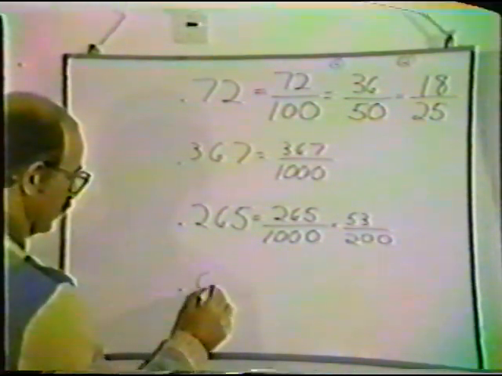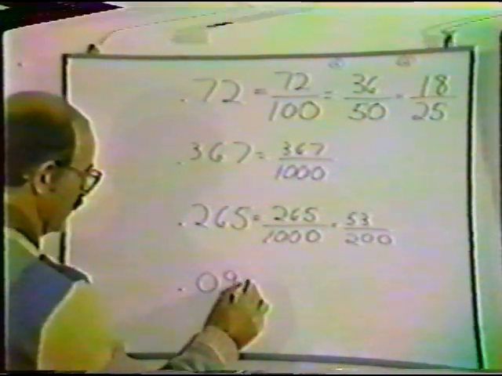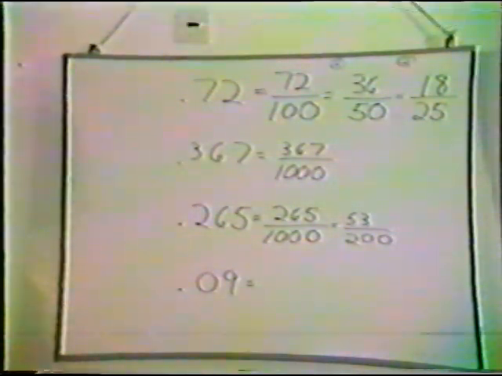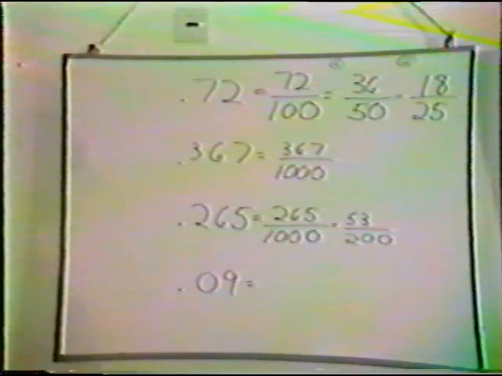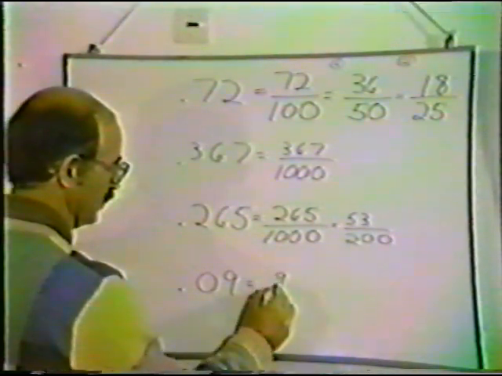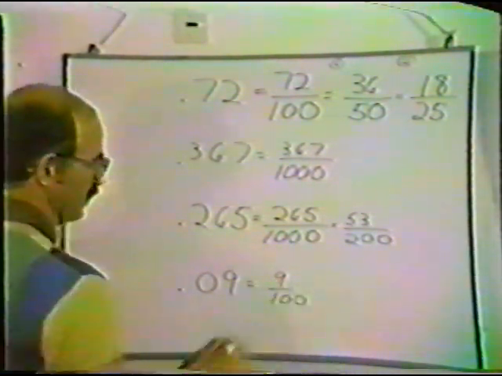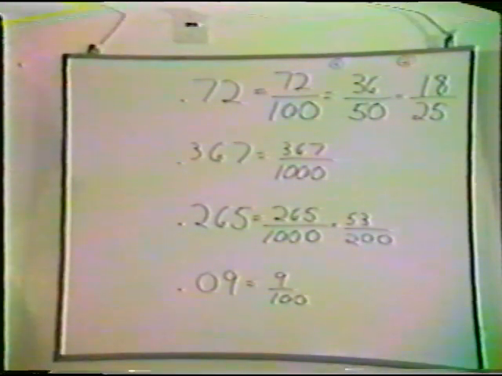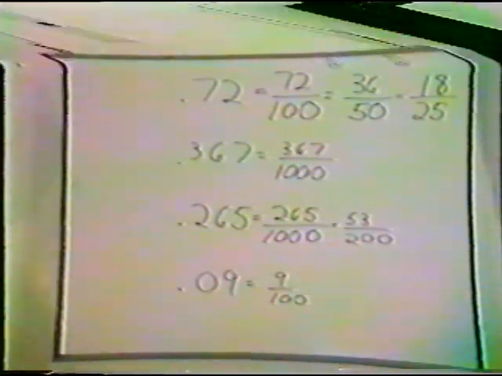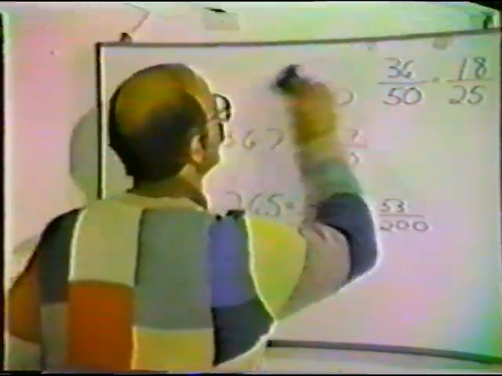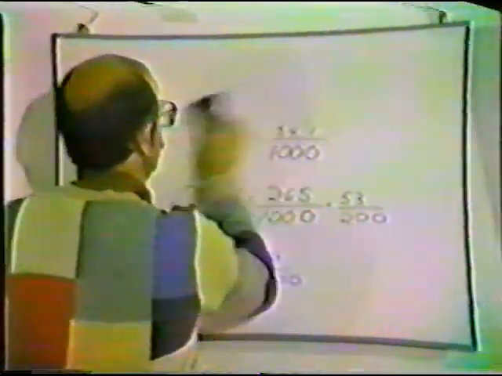Point 09. Read that. 9 hundredths. 9 hundredths. Can that be reduced? No. No, it's already in lowest terms.